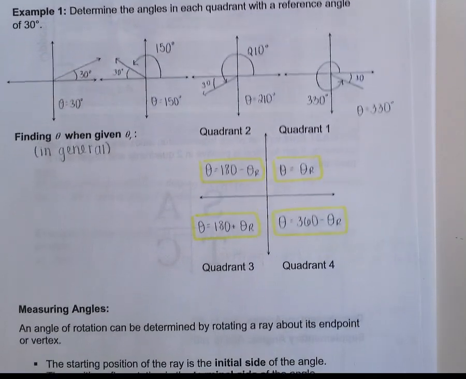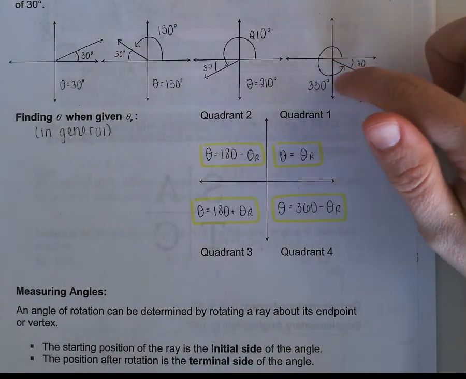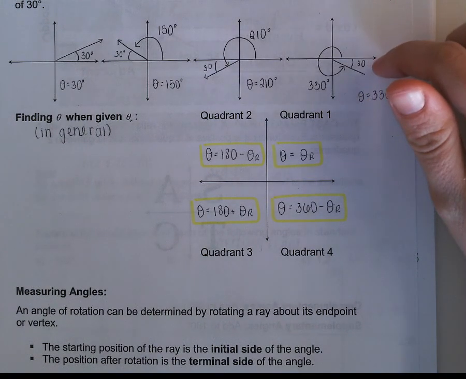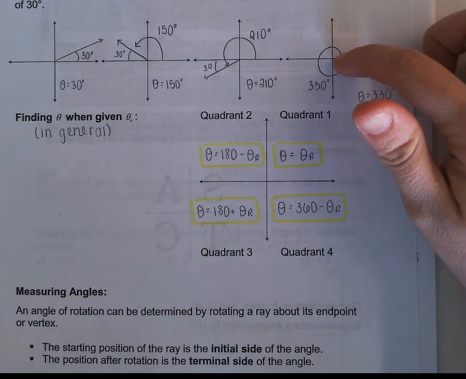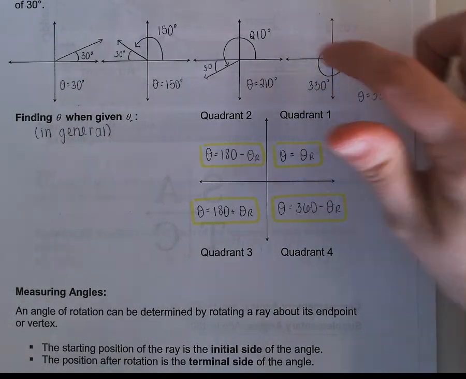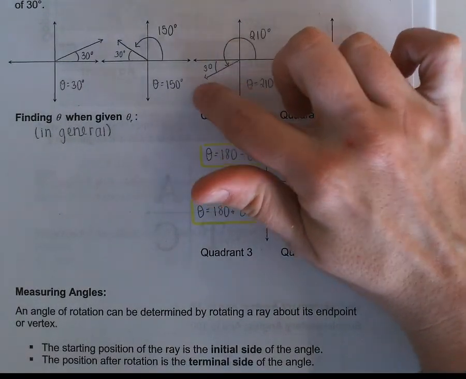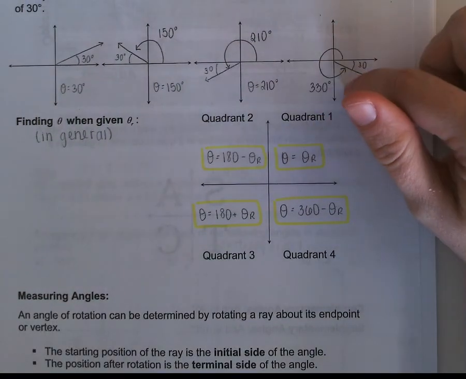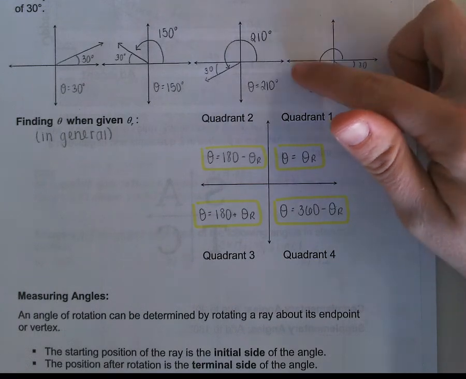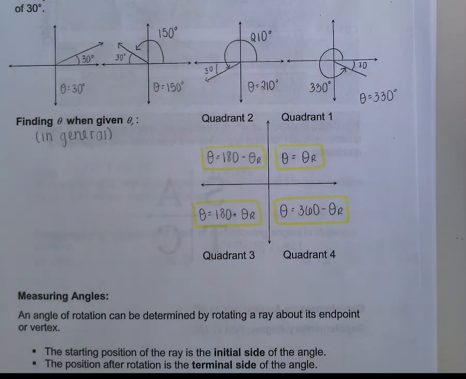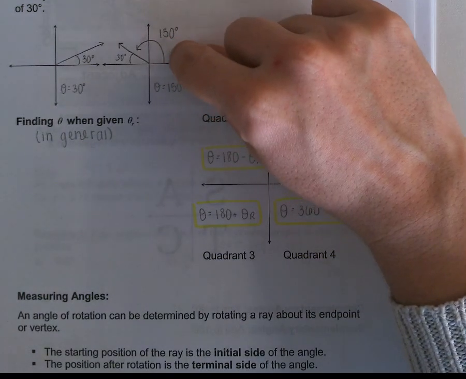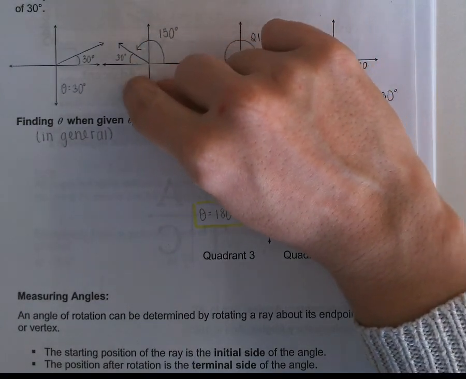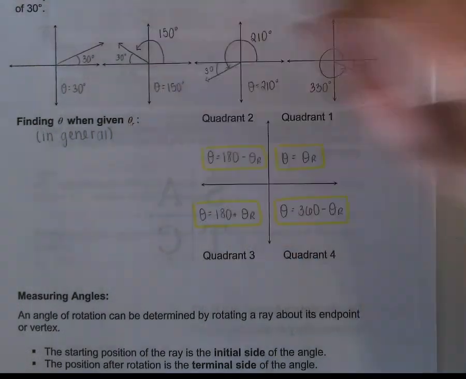A few other little things to remember when you're looking at these angles: the starting position of the angle is called the initial side, and then we wrap around by whatever angle we're working with, and where we end is called the terminal side. Also, when we're working with these angles, we always go counterclockwise, and that's our positive direction. So here going counterclockwise is 150. If I go clockwise, that would be a negative angle.